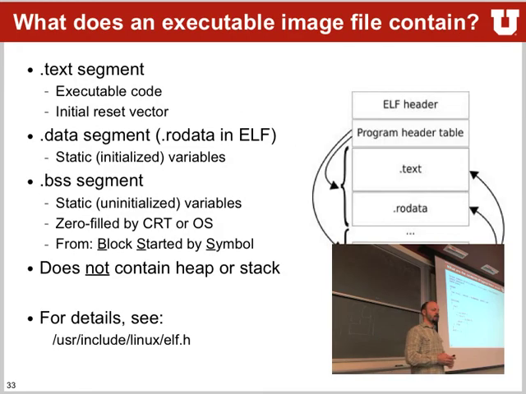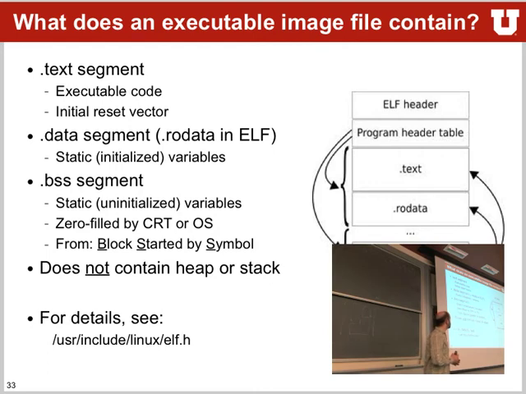So what does an executable image contain? This is the image that you get out from a linker script. Well, it certainly still has the .text section. This is the executable code, and it also has the initial reset vector in it. You then often have a .data segment or a RO data section. RO data is usually only read-only data, while the .data section sometimes can be writable.